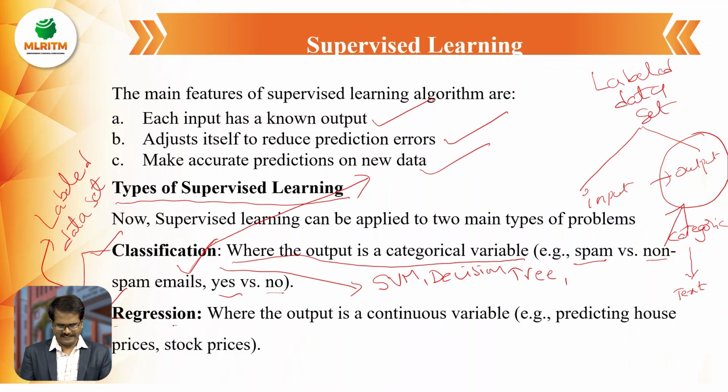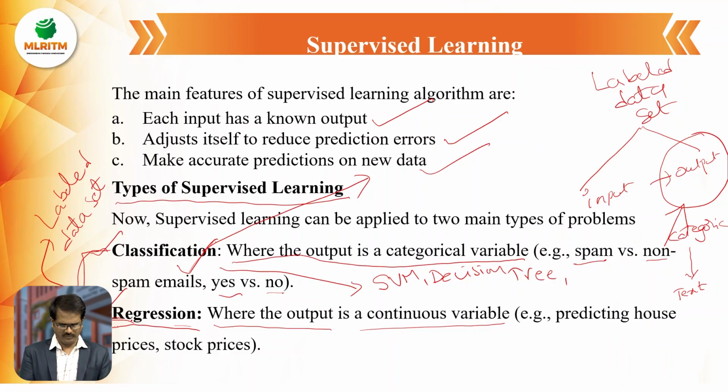Now, next, regression. Regression is nothing but smoothing or fitting the data into a straight line. That is the definition. Basically, regression algorithms are used on numerical or continuous types of values. Where the output is a continuous variable, we use the regression algorithms. These are the two supervised learning algorithms only.